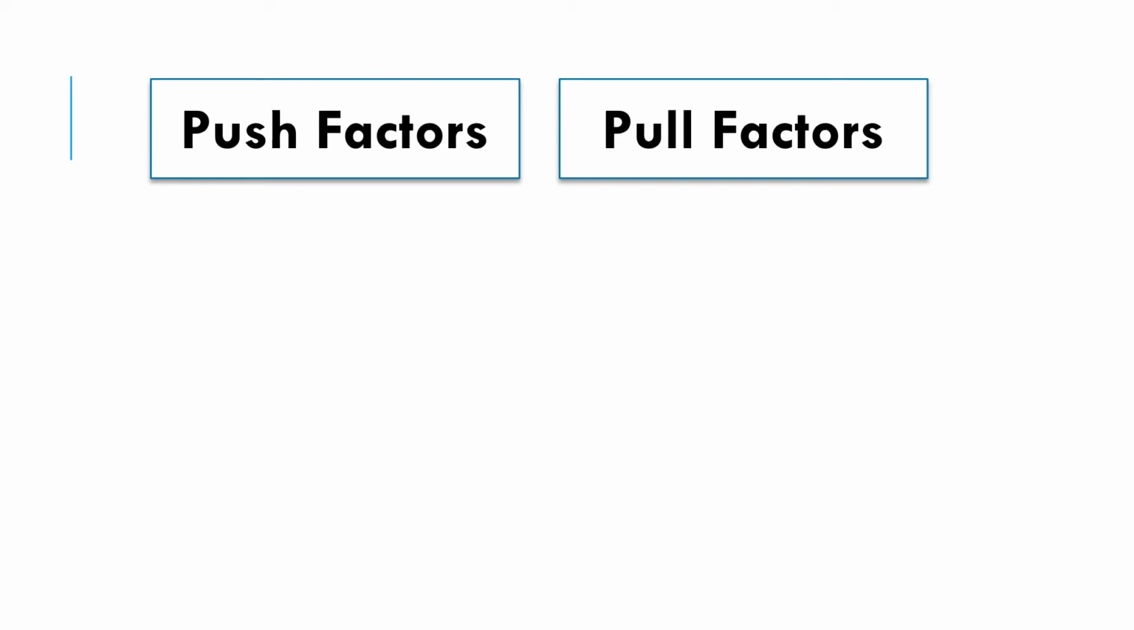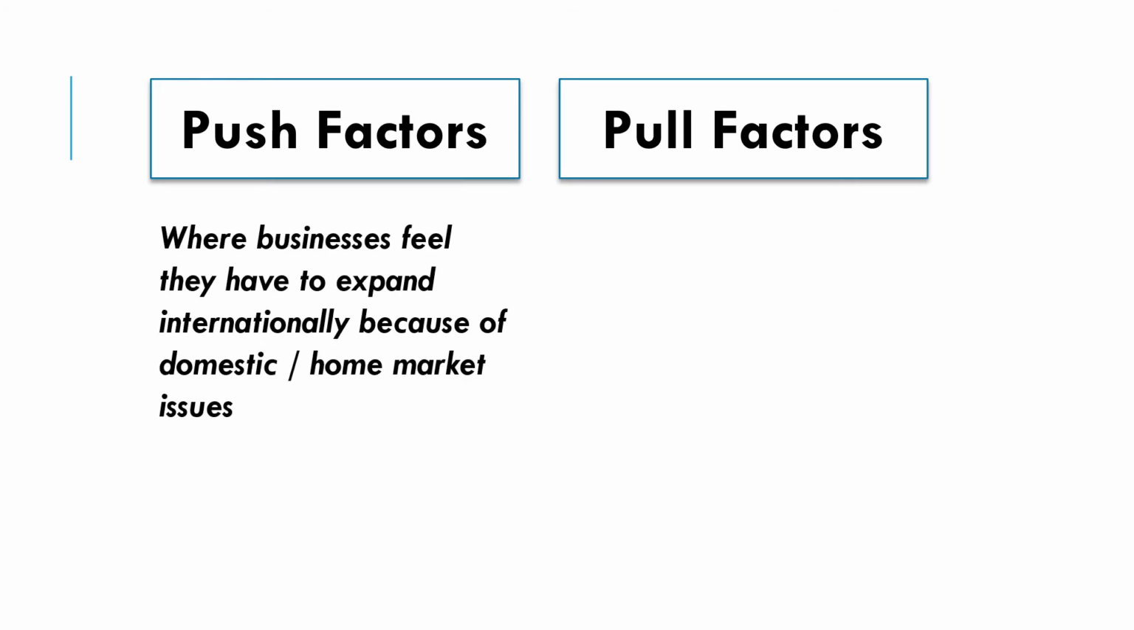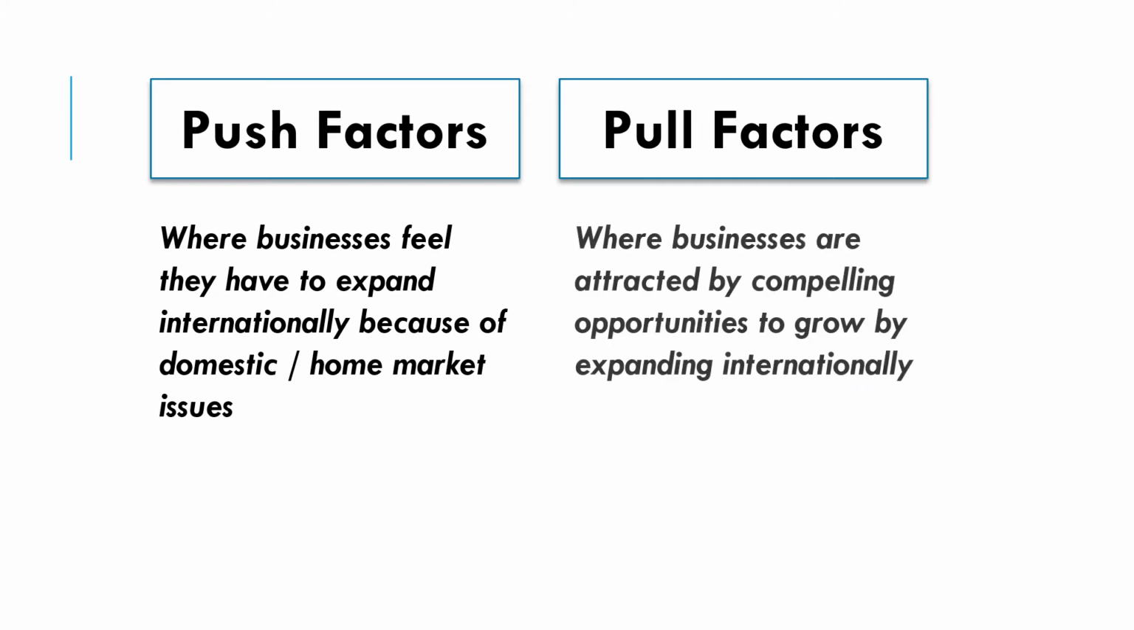And so often we describe the reasons why a company wants to expand internationally as being down to push factors, pushing them out of their domestic market, saying it's not good here, go and be international to improve your fortunes, and sometimes pull factors, pulling us into that international market, reasons why we really do want to be in that particular market. So push factors are reasons where businesses feel they have to expand internationally because of issues at home, whereas pull factors are where businesses are attracted by exciting and compelling opportunities to grow by expanding internationally. So we're going to go through a number of these factors now.